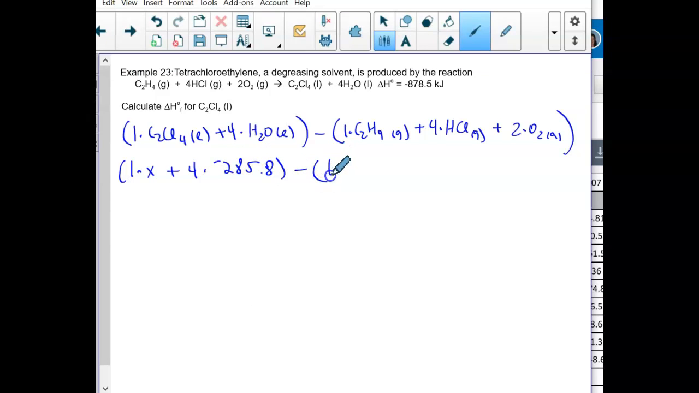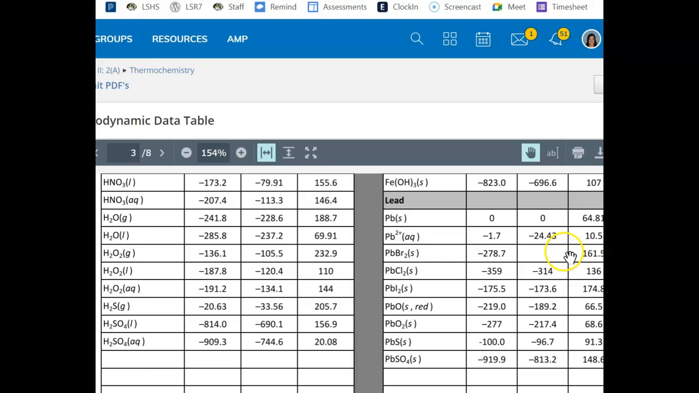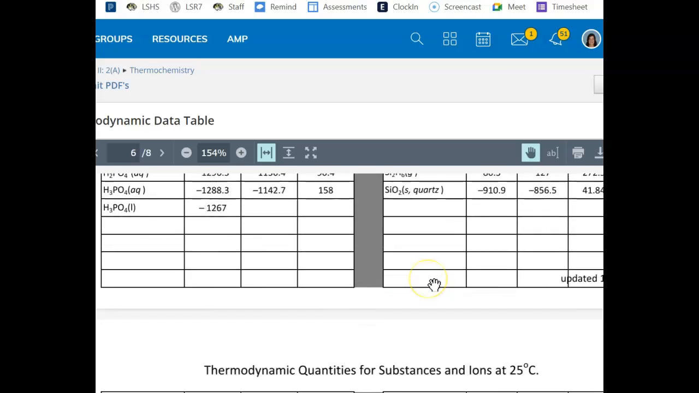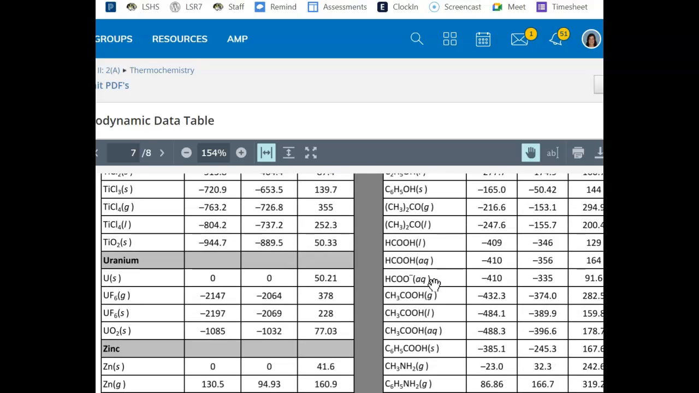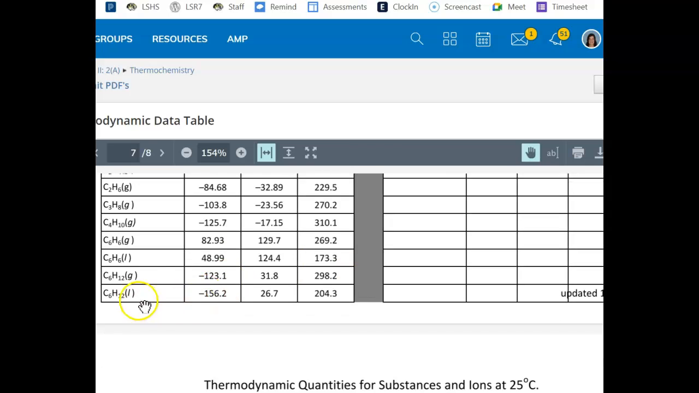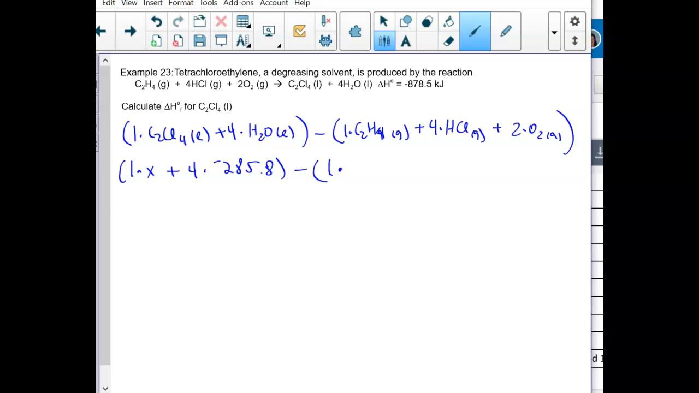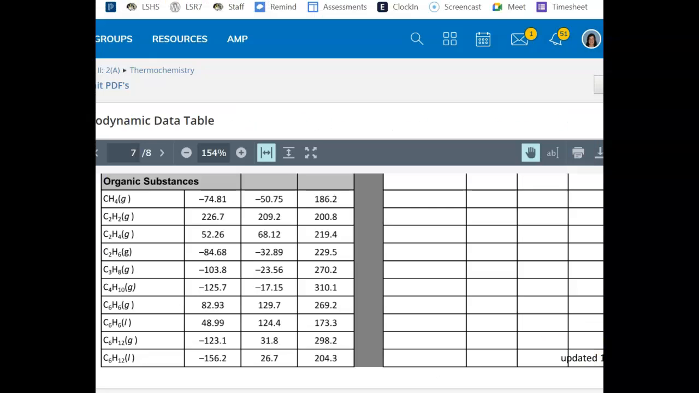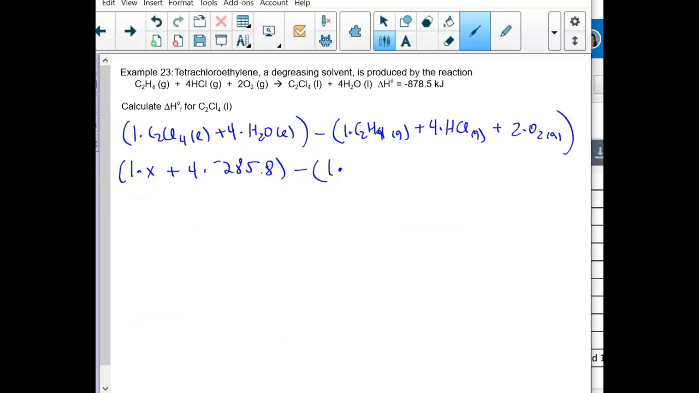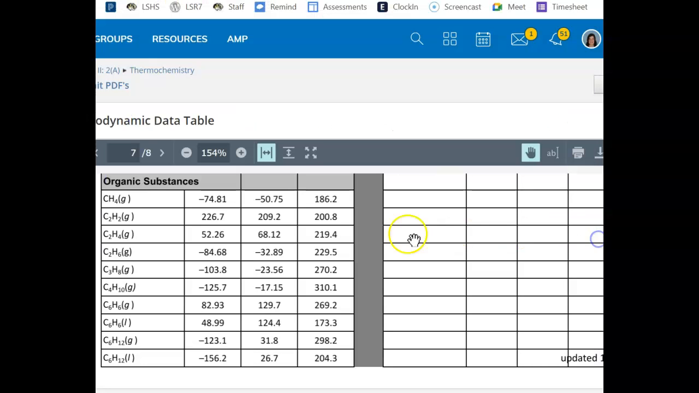So this is going to be negative 285.8, minus 1 times C2H4, right? Now remember where we find hydrocarbons. They're in the very back of this stack. So if you have it printed off, you're just going to flip to the back. C2H4 gas, 52.26. So that's going to be 1 times 52.26, and it's a positive, plus 4 times gaseous hydrochloric acid.